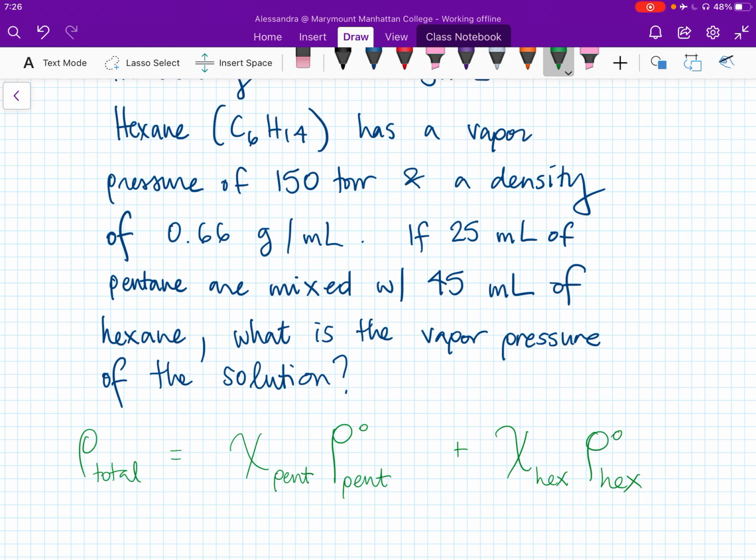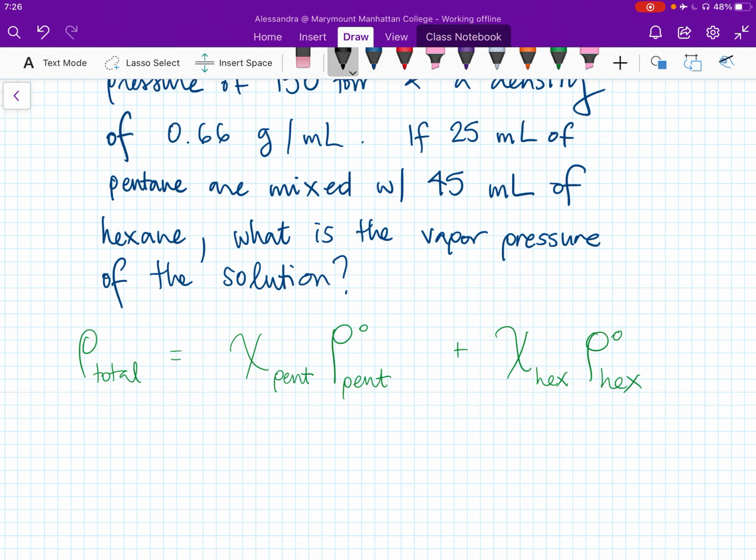Now, in the problem, I was given the vapor pressures of the pure solvents. So the time-intensive part really is figuring out what the mole fraction of each of them is. If you recall, mole fraction is the number of moles of the component in question over the total number of moles. So if I have just pentane and hexane, the mole fraction of pentane is equal to the number of moles of pentane over the number of moles of pentane plus the number of moles of hexane.